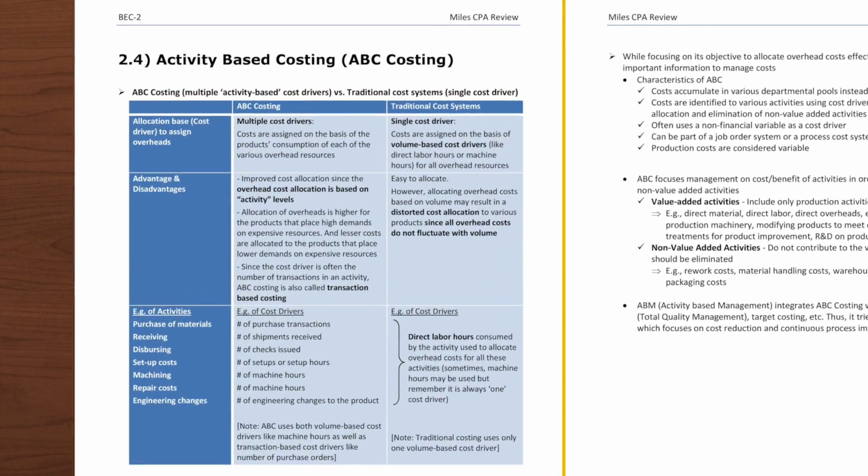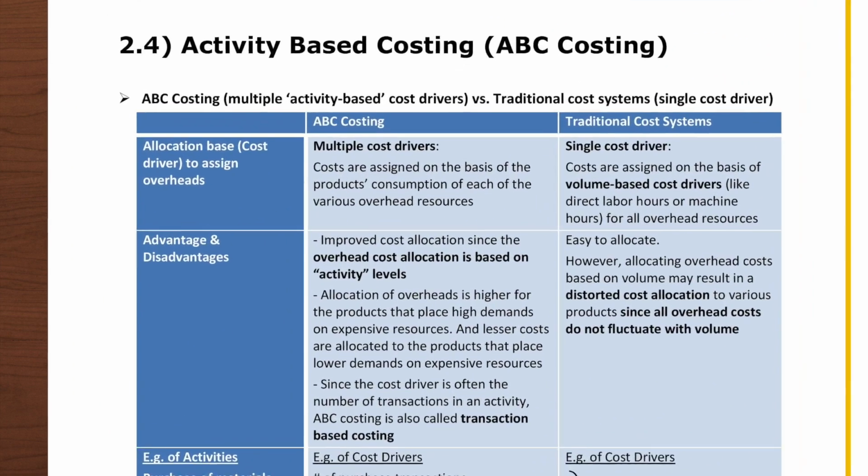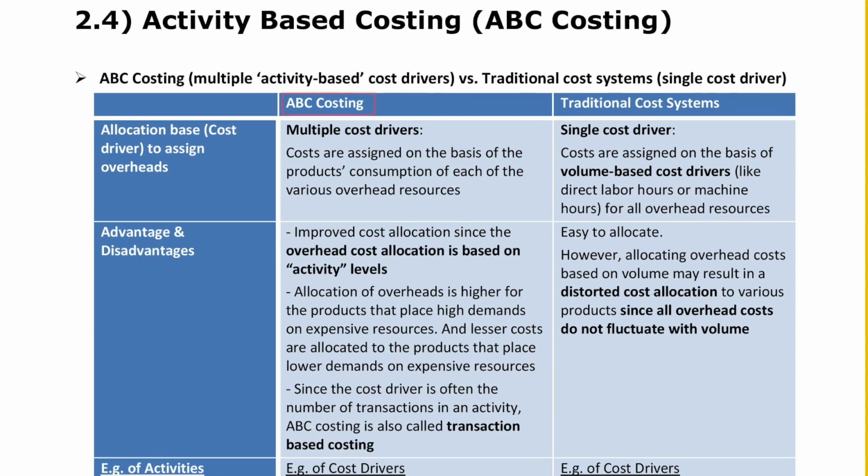On page 26, we're looking at activity-based costing. Put a box around ABC costing, highlight multiple cost drivers. Highlight costs are assigned on the basis of the product's consumption of each of the various overhead resources. Next, put a box around traditional cost systems, where we use, highlight, single cost driver. Highlight costs are assigned on the basis of volume-based cost drivers like direct labor hours or machine hours for all overhead resources.